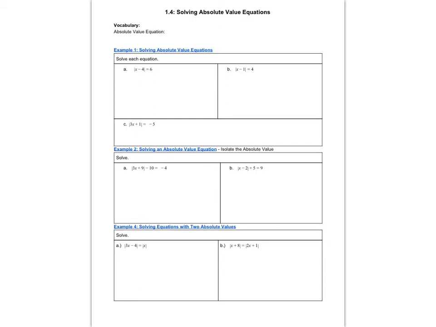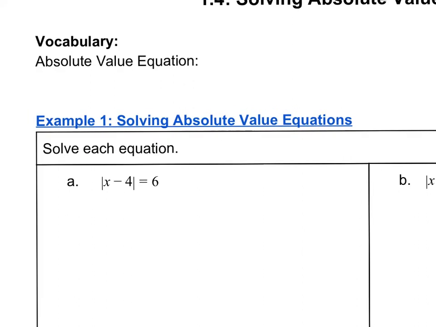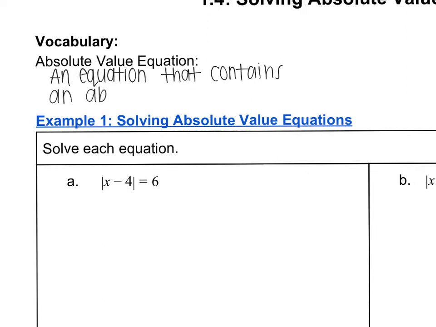In section 1.4, we're going to continue solving equations. Now we're going to look at a special type of equation, an absolute value equation. So let's take a look at the top of the page here. An absolute value equation is an equation that contains an absolute value.